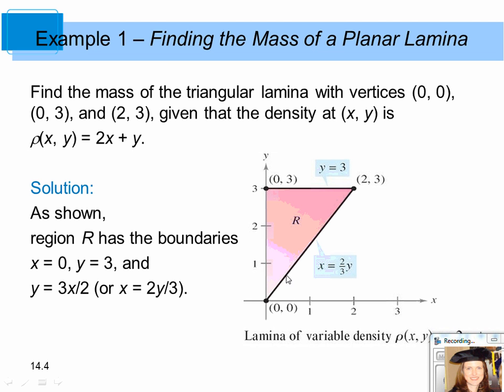So again, these are the boundaries that we'll be using in our integral. x equals 0 is the vertical line on the left side of that region. The line y equals 3 is the top portion of the region. The line y equals 3x over 2, or you can solve this for x to get x equals 2y over 3. And those are the boundaries.